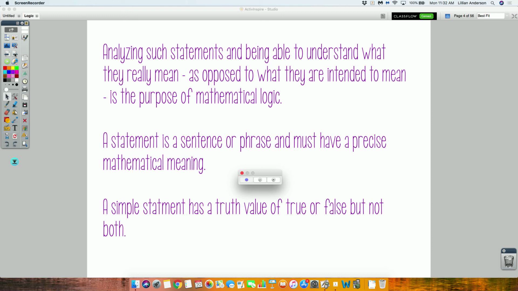We're in this new unit here, where we're pretty much looking at the structure of a mathematical sentence and then being able to determine whether or not it is a true statement or a false statement. Now, a statement is a sentence or a phrase, and it must have a precise mathematical meaning.